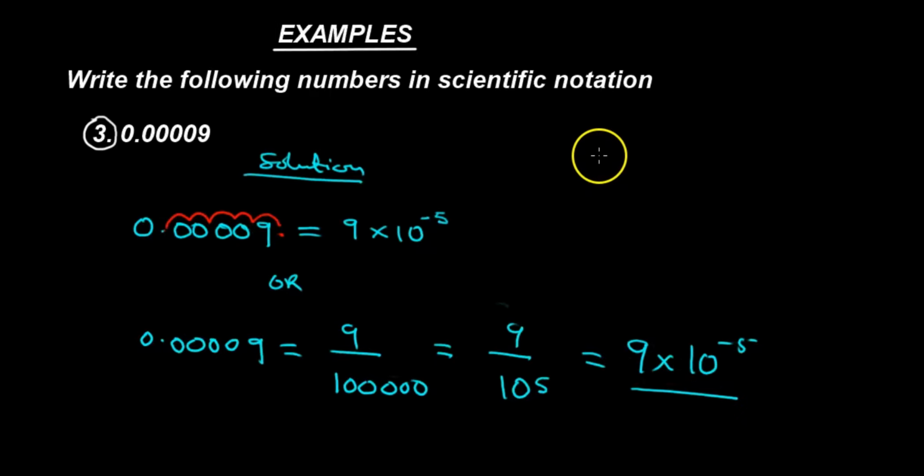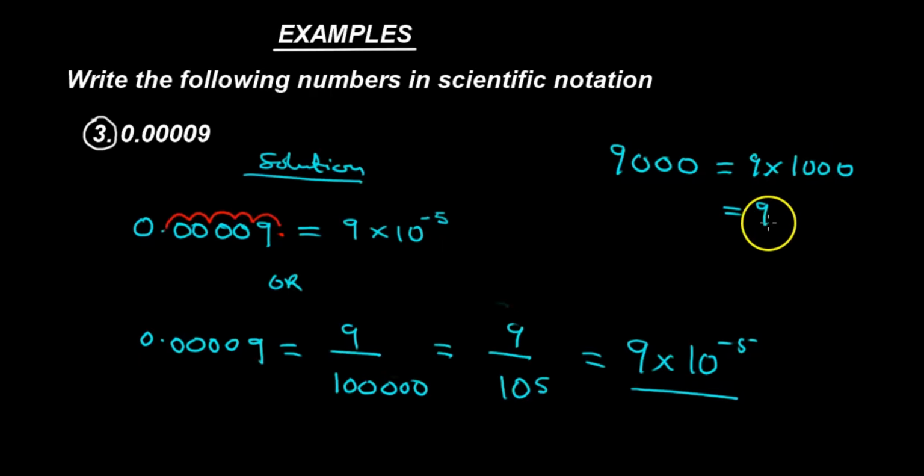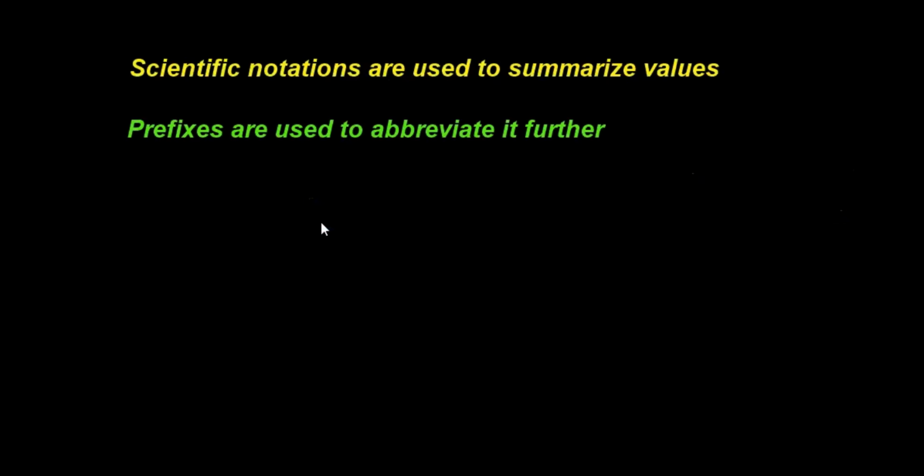Likewise, if it's a positive exponent, for instance, let's say 9,000, this can also be written as 9 times 1,000. And this can also be written as 9 times 10 exponent 3. This gives us a positive power and this gives us a negative power. You can also use this method, just that the first approach where you move the decimal places is much easier than this one.